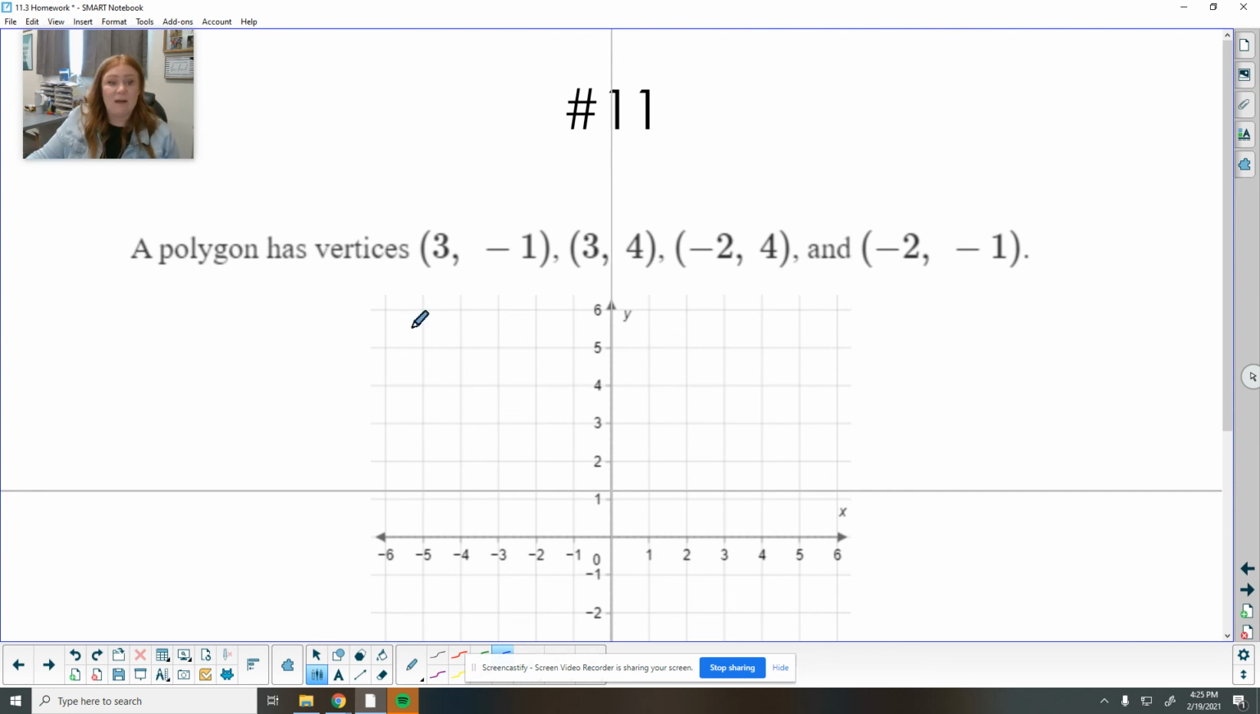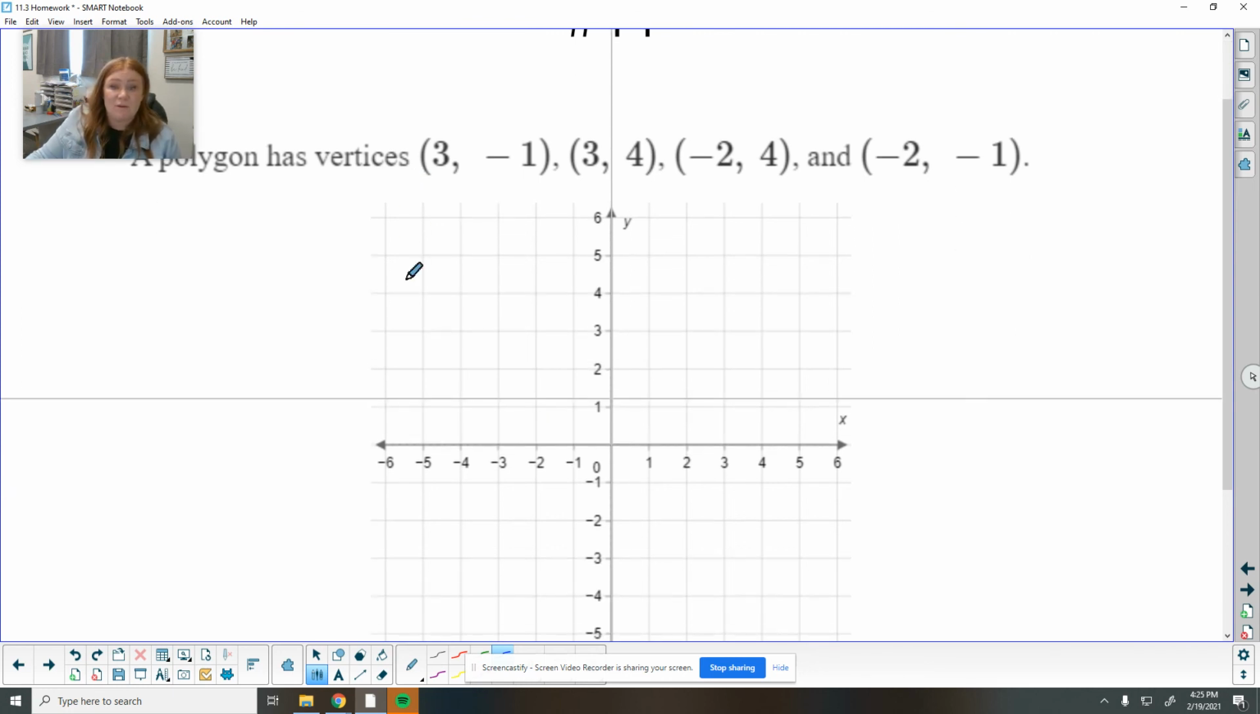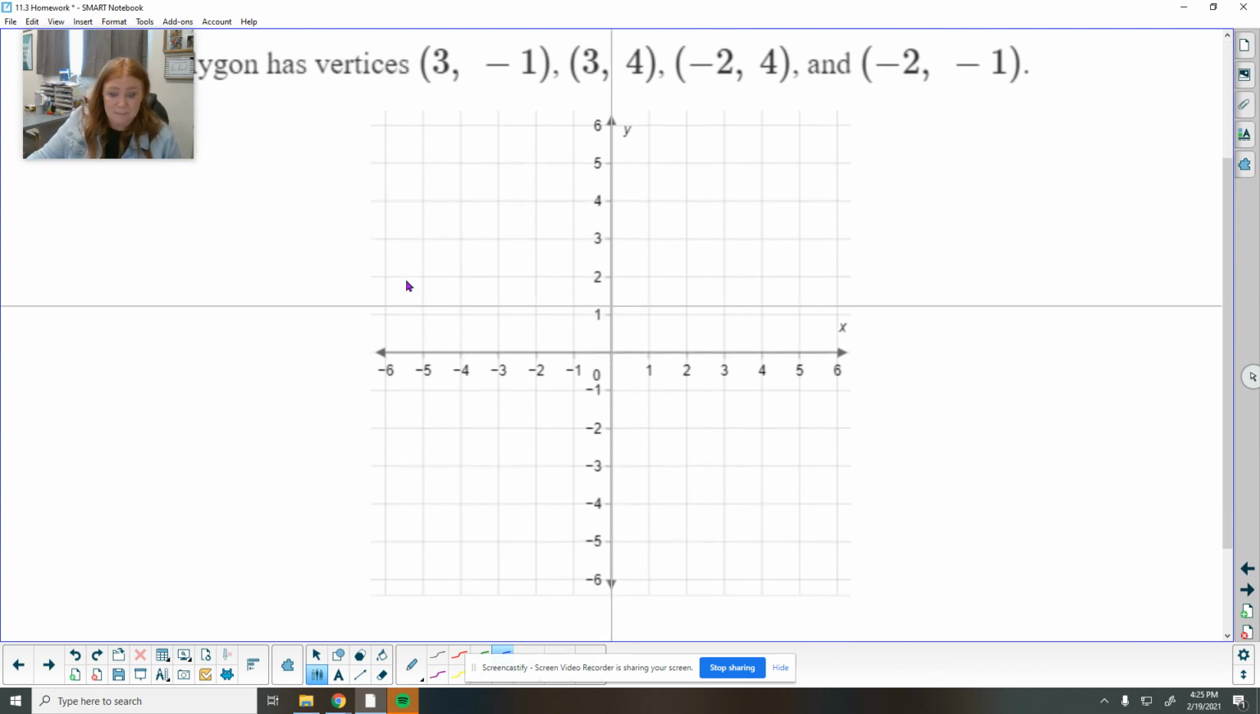Number 11 wants us to graph this polygon here, and then we have to decide what shape it is making. So we're going to go over to the right 3, down 1, over to the right 3, up 4, -2 to the left, up 4, and then -2, -1. It wants you to decide what shape that is making.